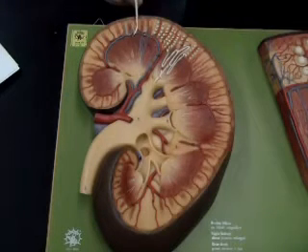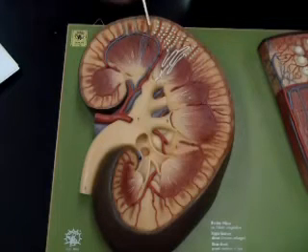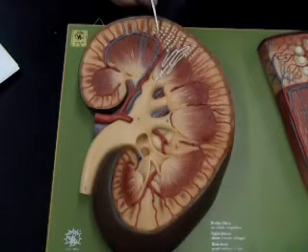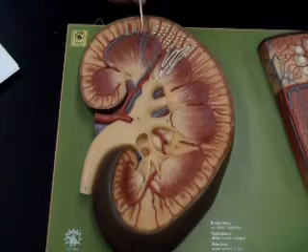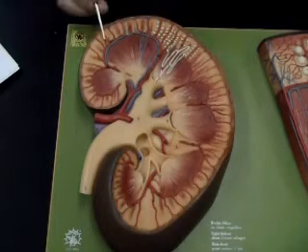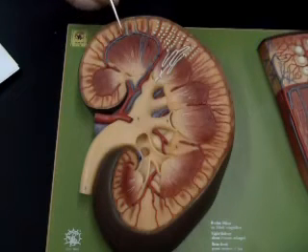We're also seeing these blood vessels that move above the pyramids right here. As I like to say, they arc over the pyramids. These are the arcuate. So this is the arcuate artery, this is the arcuate vein. So here's arcuate artery, arcuate vein.